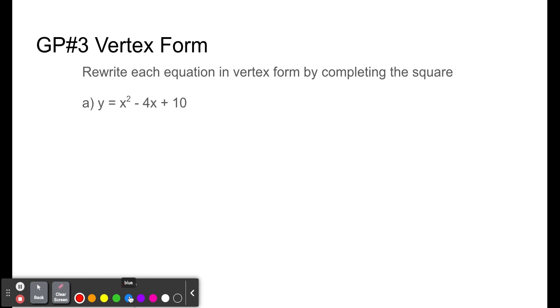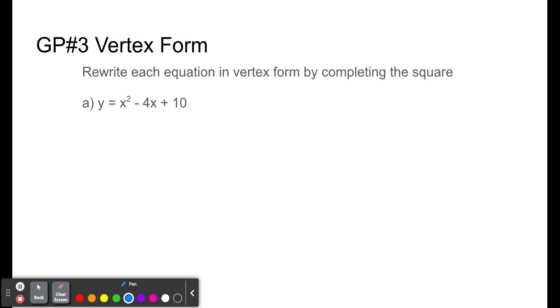So here we have the equation y equals x squared minus 4x plus 10. And so yesterday we talked about how if there's an a value, we have to make sure to remove that a value from a polynomial. So same rule applies here. Anytime your a value is anything other than a positive 1, we're going to go ahead and divide that out. For this specific equation, our a value is 1, so we don't have to worry about that step.